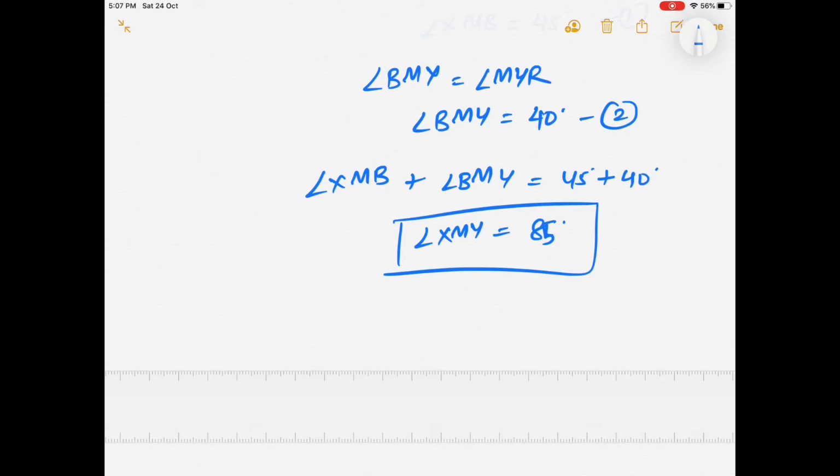These types of questions you can see in your exams according to the latest NCERT syllabus and question paper. You can see these types of questions on the basis of this topic. So let's jump to another question.